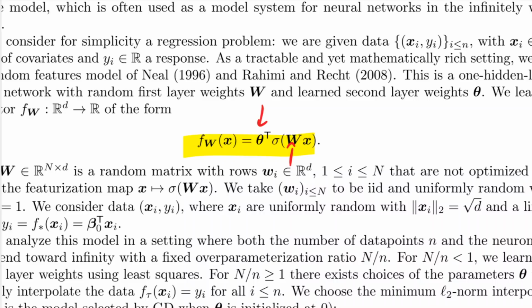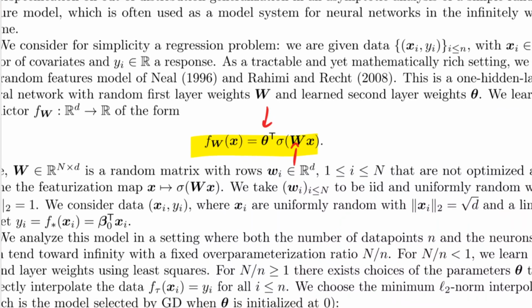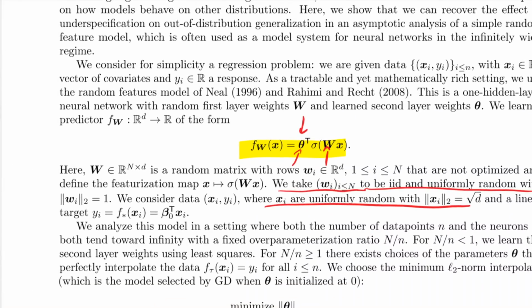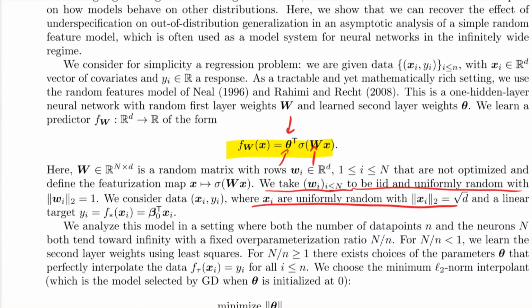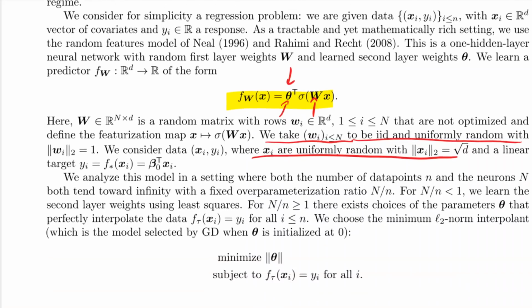So it's sort of a linear model. It's sort of a model of a neural network that people often use in theoretical analysis. You assume some kind of distribution on the data, and then you assume some kind of distribution on the weight matrix entries, and then all you do is you train the theta parameter right here, and you can make some theoretical statements about what happens with that model.